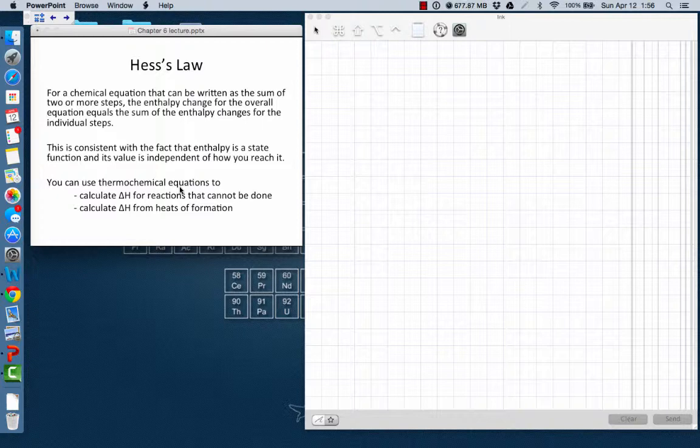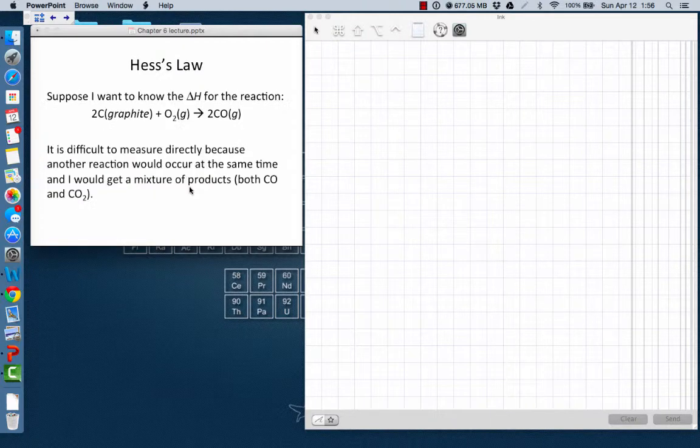It only matters where you start and where you end up. So we can do this to calculate the enthalpy of reaction for reactions that can't be done because of other reasons. So let's look at an example. I want to know delta H for the reaction 2 carbon, which is graphite, plus oxygen yields 2 carbon monoxide. But if I really ran this reaction, I wouldn't get carbon monoxide. I would get carbon dioxide mostly and a little bit of carbon monoxide.